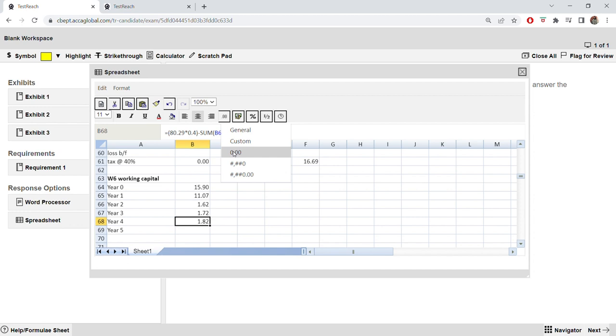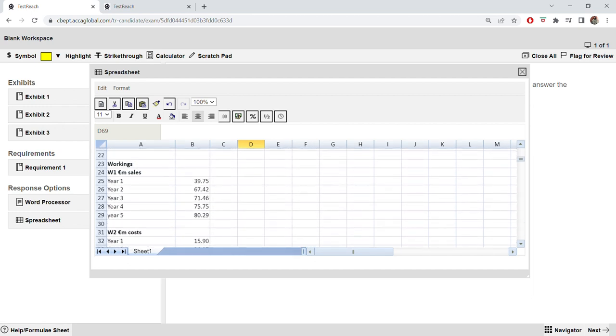And at the end, okay, what do you have to get? The recoverable amount. How are you going to get it? It is just the sum of all this. Enter. I'm going to take this to two decimal places. Okay, there is a way of checking whether this is correct or not. How? What is your sales revenue in the last year? Go and check.